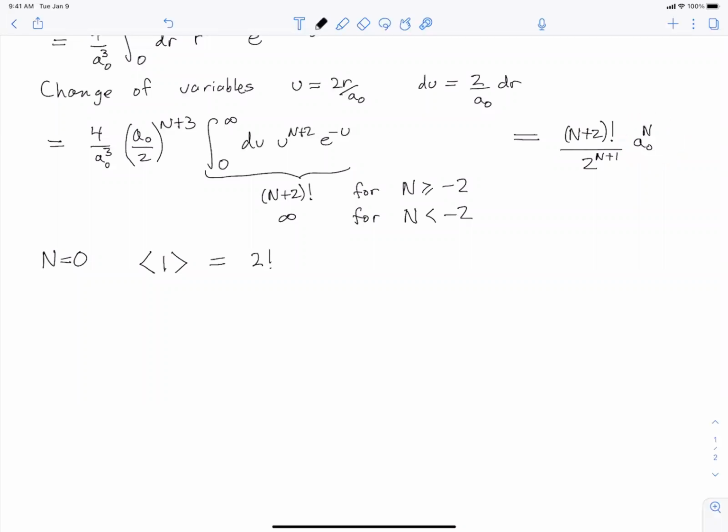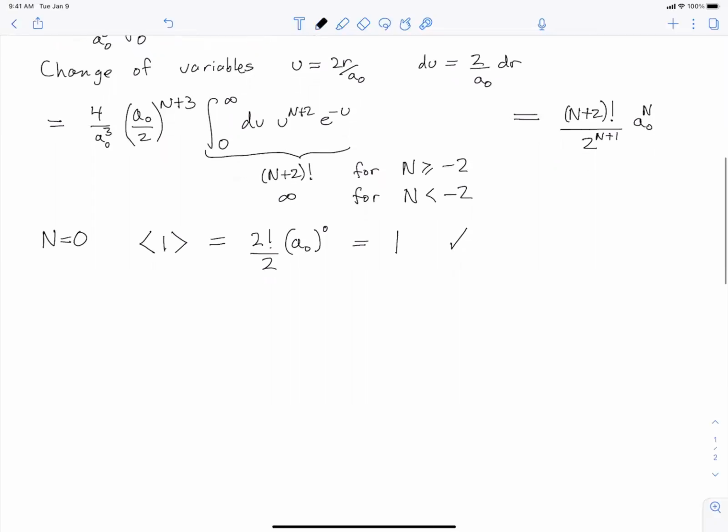So getting back to the expectation value for n equals 0, this is 2 factorial over 2 times the Bohr radius to the 0th power, which is 1, of course. And so that's just 1, which is a check because that's just saying that we normalized our wave function correctly. The expectation value of 1 should be 1 if we have our state normalized correctly. Okay, and if we plug in n equals 1, now we're doing the expectation value of r.